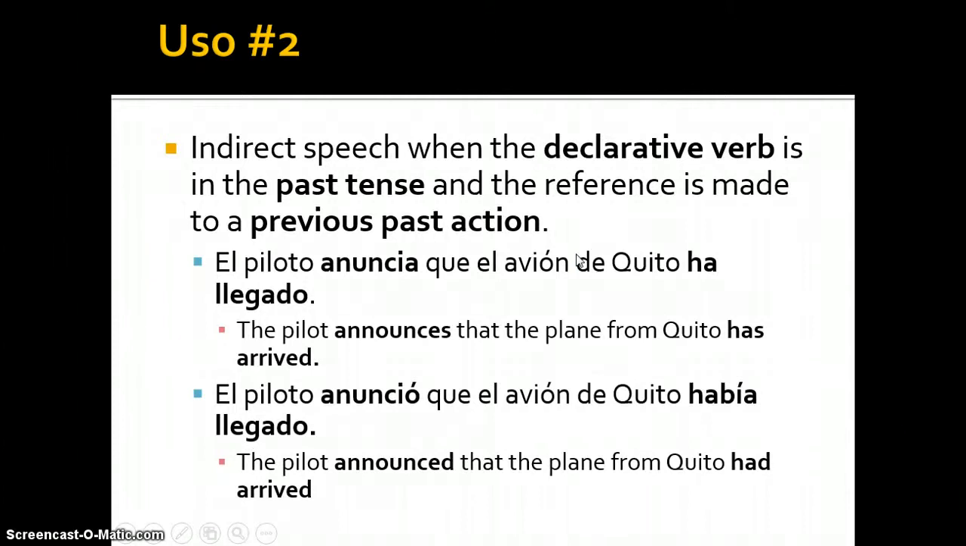The second use is with indirect speech, with declarative verbs. We talked about sequence of tenses, and when the declarative verb in the first clause is in the past tense, we learned that we could use conditional, and in this case we could also use the past perfect. If you look at the second example, el piloto anunció is the preterite, que el avión de Quito había llegado. The pilot announced that the plane from Quito had arrived. In the previous example, the declarative verb is in the present, anuncia, so therefore we use the present perfect.